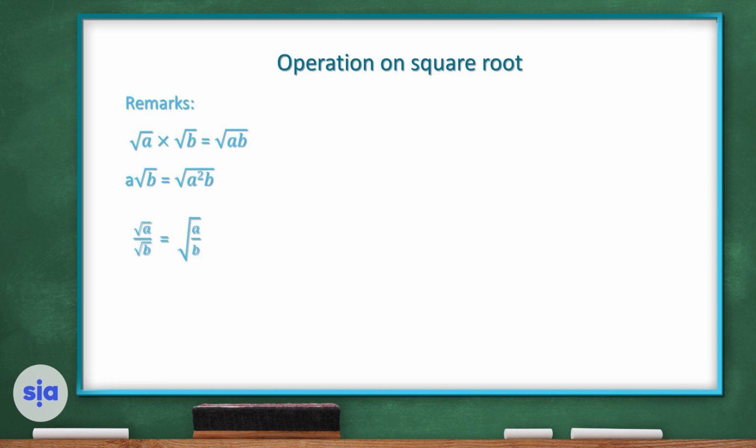The fraction square root of a over the square root of b is a big square root of fraction a over b. Let's now move on to solve these multiple choice questions.